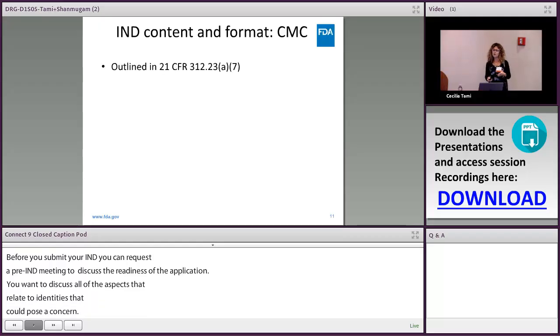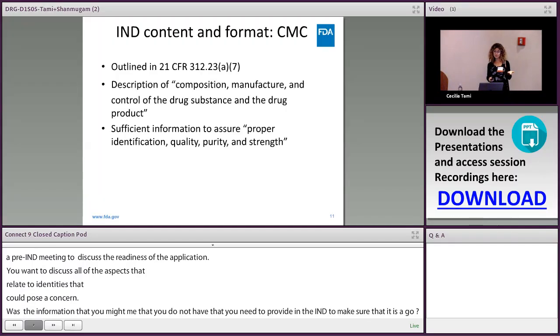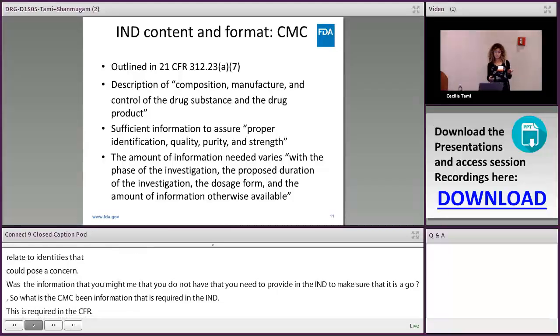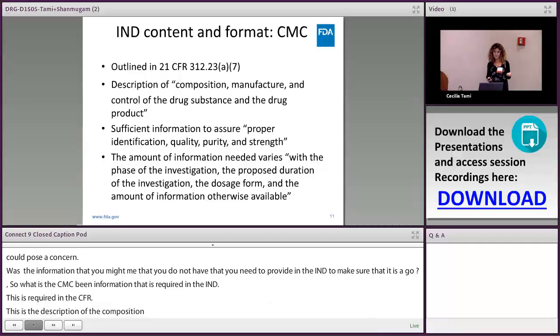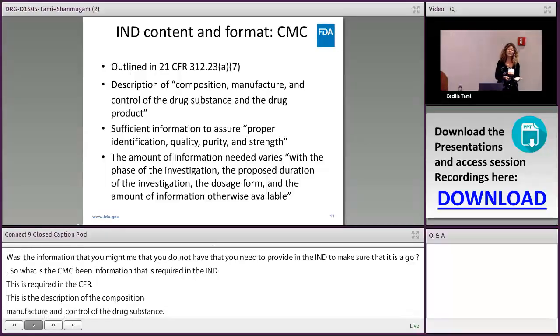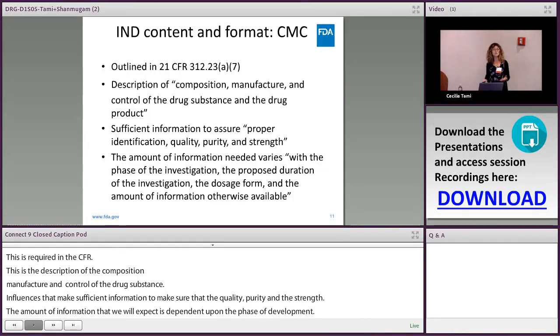So what is the CMC information that is required in an IND? This is again described in the CFRs and includes a description of the composition, manufacture, and control of your drug substance and your drug product. What is it? How do you do it? Where do you do it? And then sufficient information to ensure its quality, purity, and strength. The amount of information that we will expect is dependent on the phase of development. At phase 1, you may have less information, and as you progress, you will understand your product and your process more, and so you will be able to submit much more information to us.